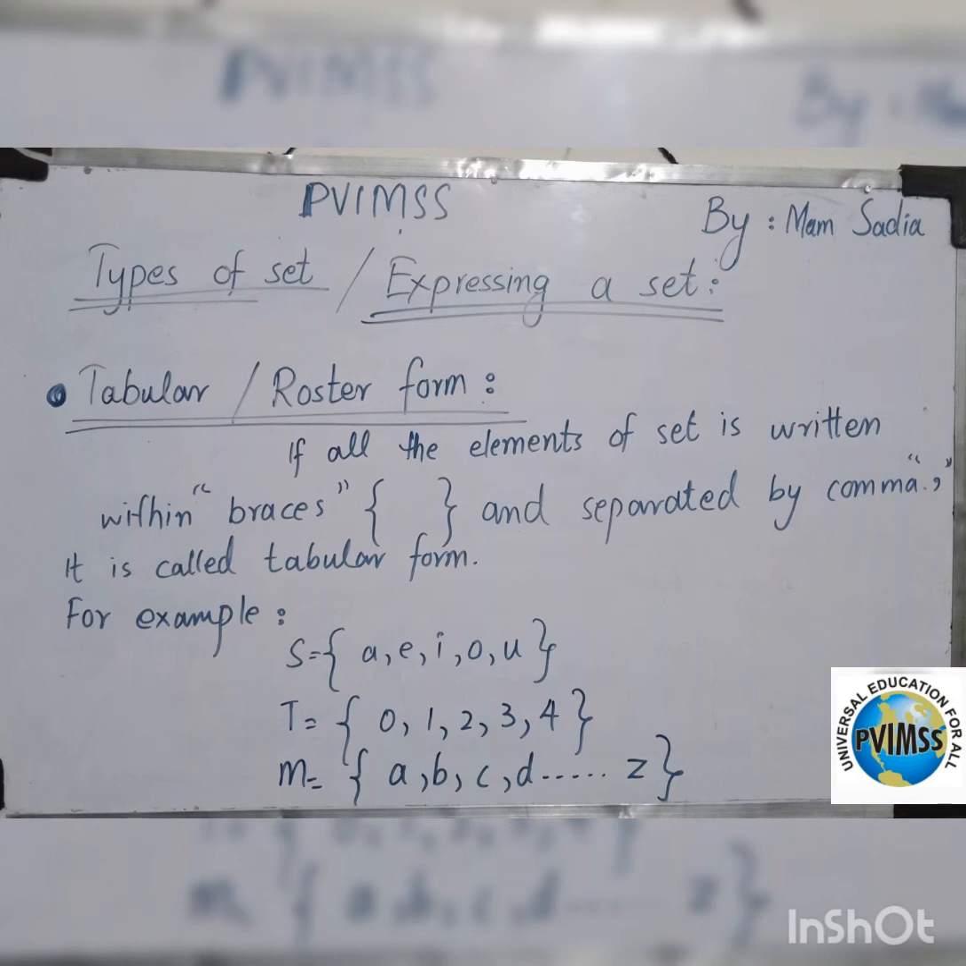Let's move to our next type, tabular form, and it is also called roster form. If all the elements of a set are written within braces or brackets and separated by commas, it is called tabular form. It means the most common type of set which I have used in the examples is tabular form. Let's take three examples.